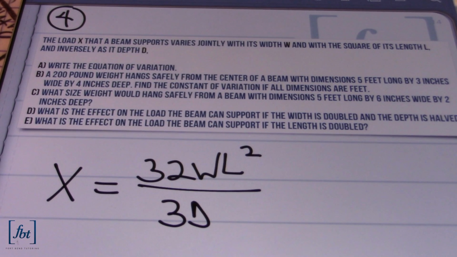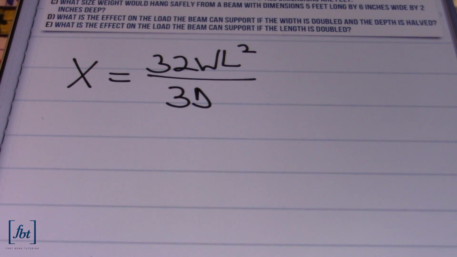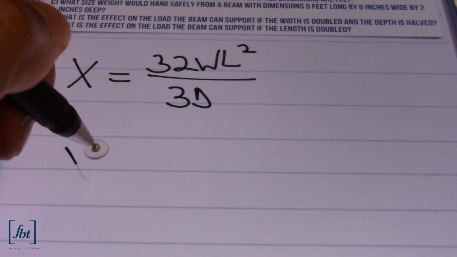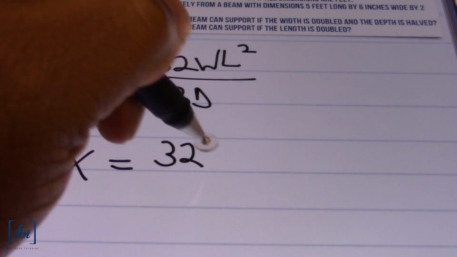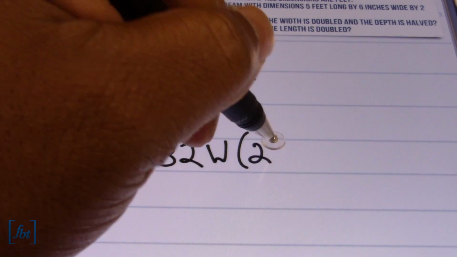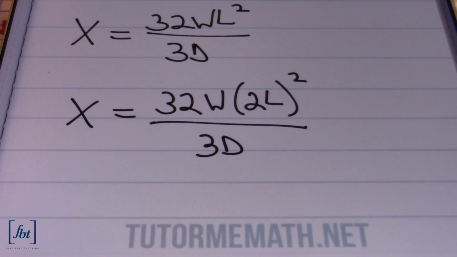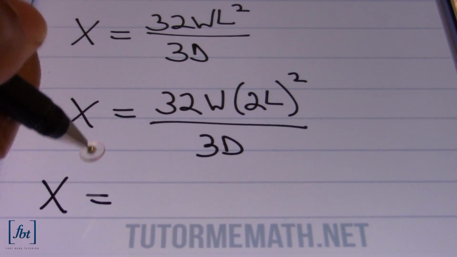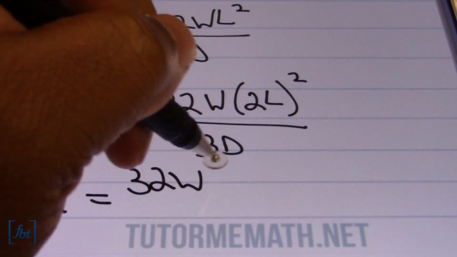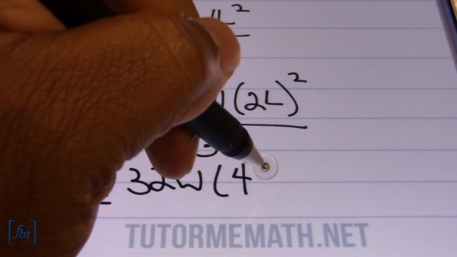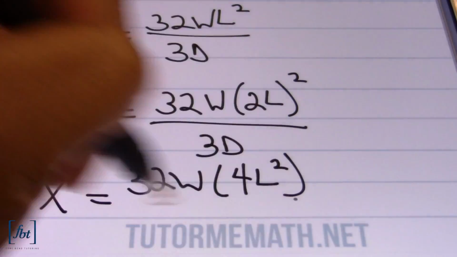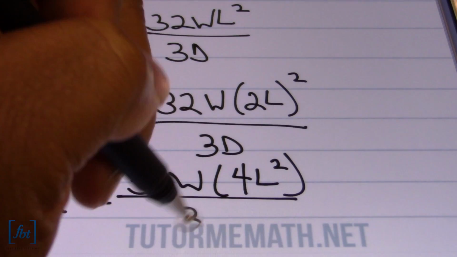Let's check that out. For part E, it says, what is the effect on the load the beam can support if the length is doubled? All right, let's see what happens there. So we want to double our length. So we'll rewrite it as x equals 32w times 2l squared divided by 3d. Rewriting this, we'll have x equals 32w times 4l squared. All of this is divided by 3d.